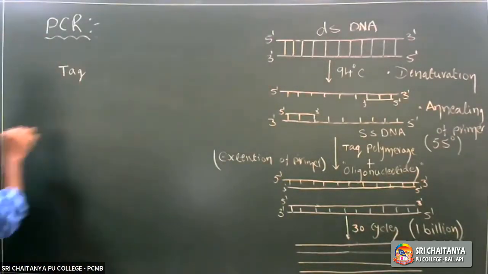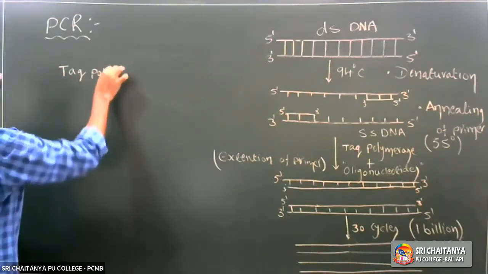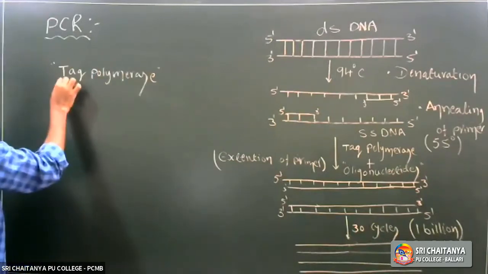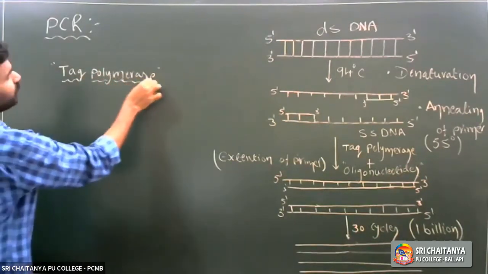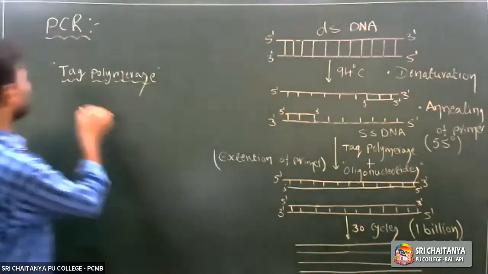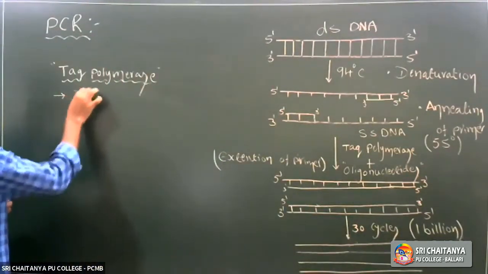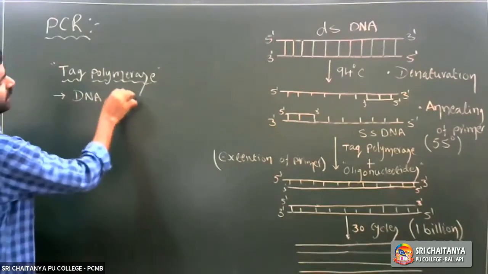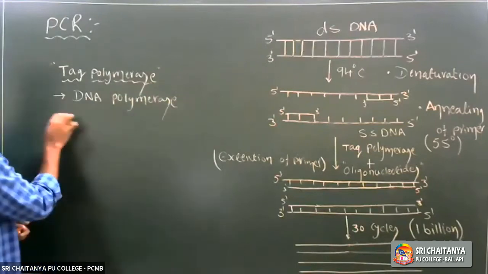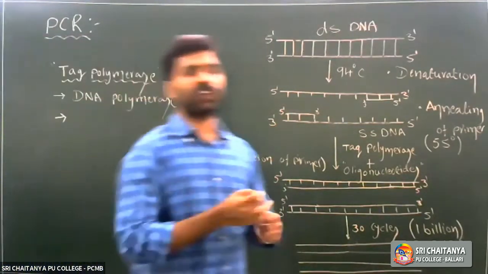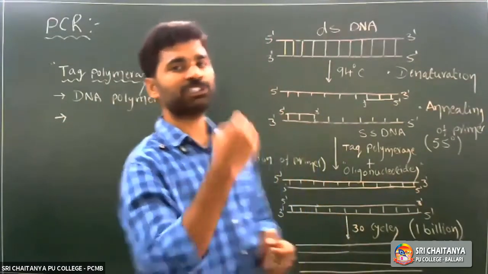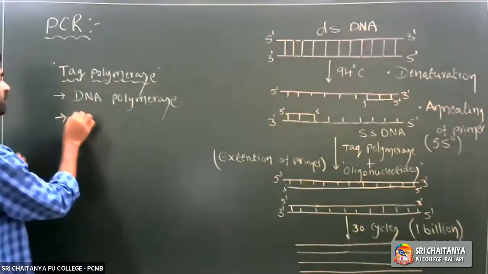So write down a small heading, Taq polymerase enzyme. I want to give this information. So what is Taq polymerase enzyme? It is nothing but one type of DNA polymerase enzyme. So why are we using Taq polymerase enzyme instead of normal polymerase enzyme? Right? Because it is a thermostable DNA polymerase enzyme.